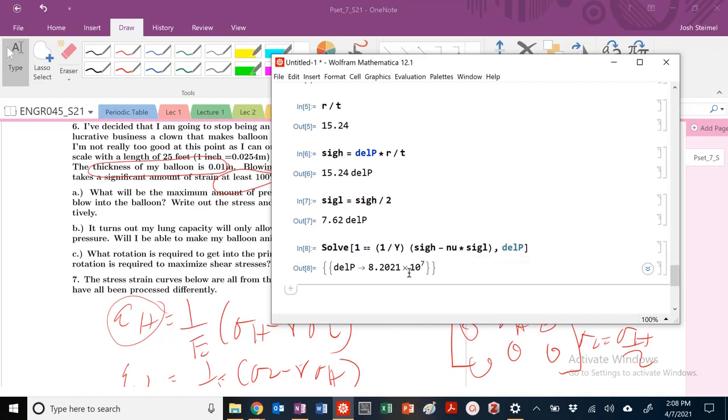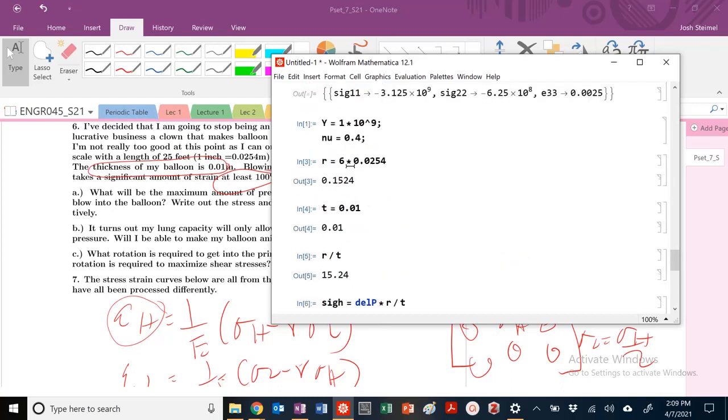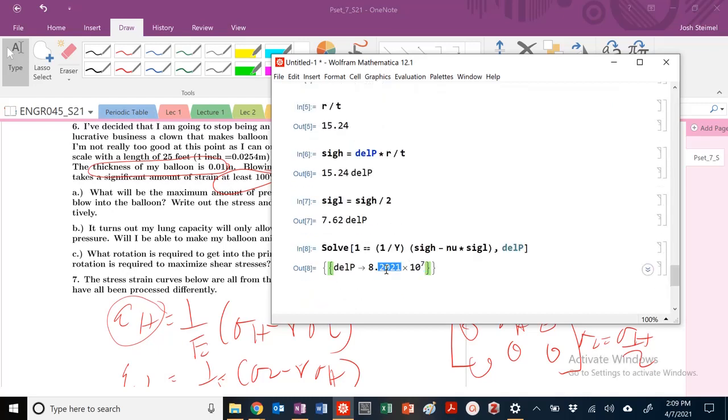There we go. This is my del P for the given parameters of this problem. So it's basically 82 megapascals. So I got my del P. I'm going to go ahead and define this.